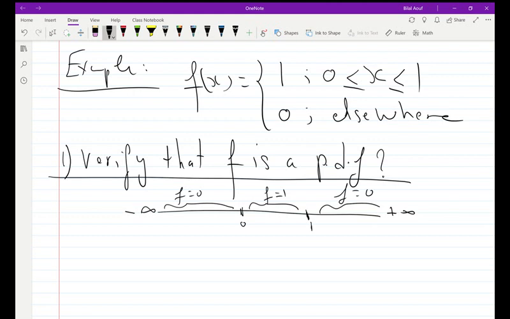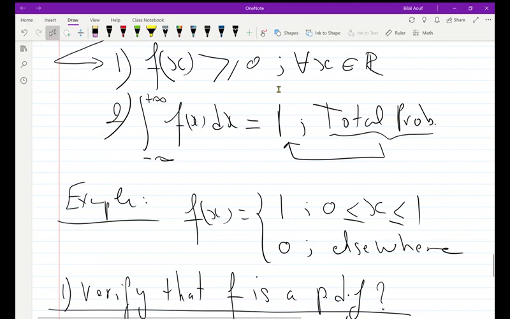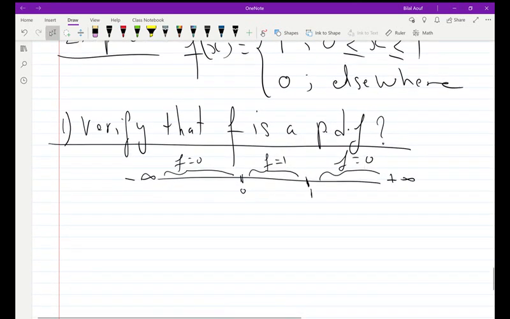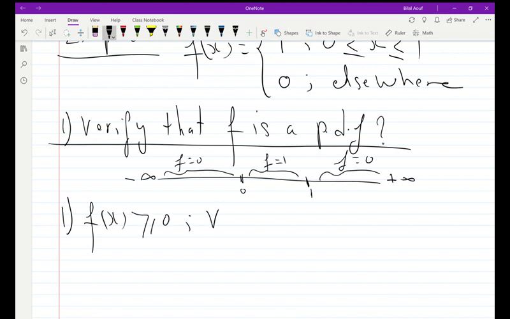Okay, so this line makes solving the problem easier for us. Now I have to verify first the first condition, which is to show that f of x is greater than or equal to 0 for any x belongs to set R. So this one I have to verify.